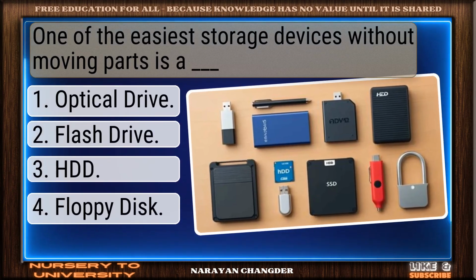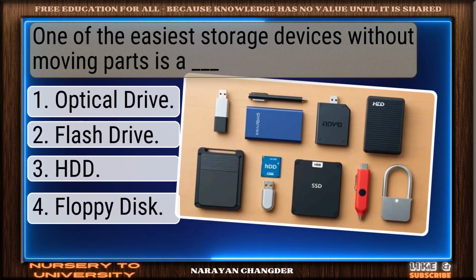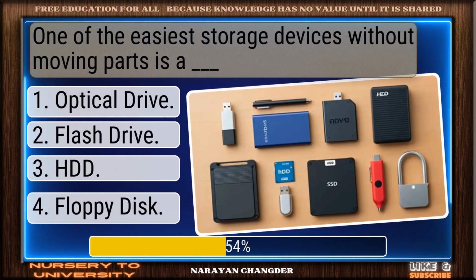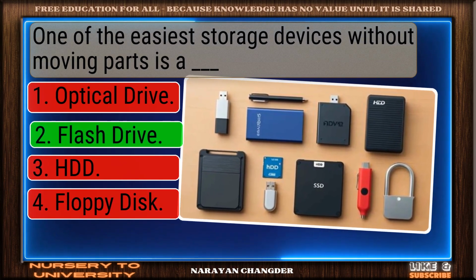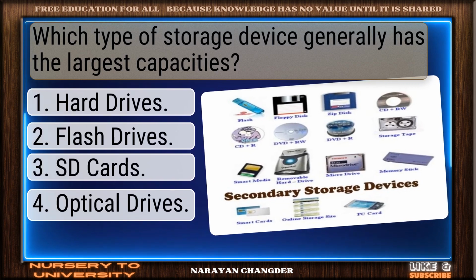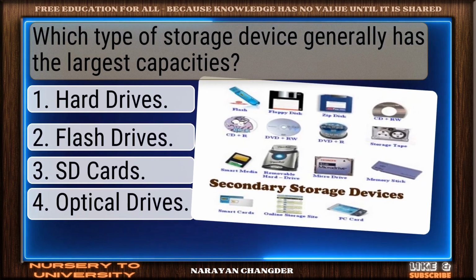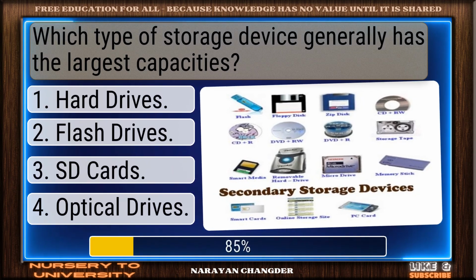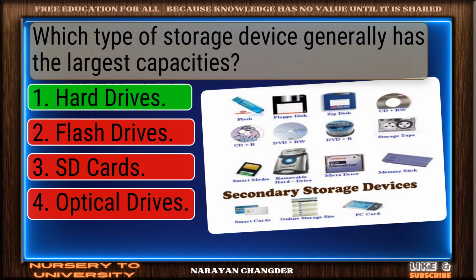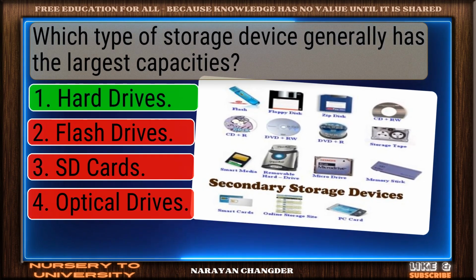One of the easiest storage devices without moving parts is a dash. Perfect. Flash drive is the correct choice. Which type of storage device generally has the largest capacities? Correct response. Hard drives is the most accurate answer.